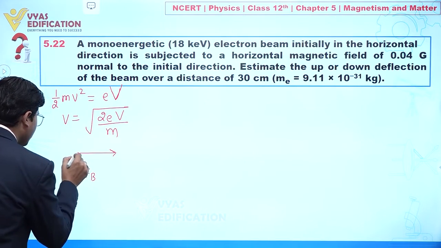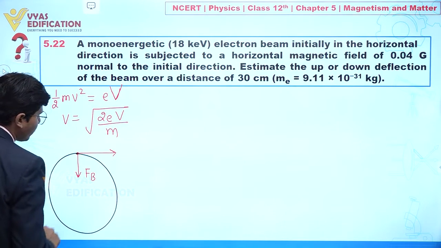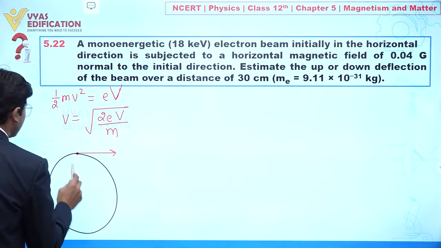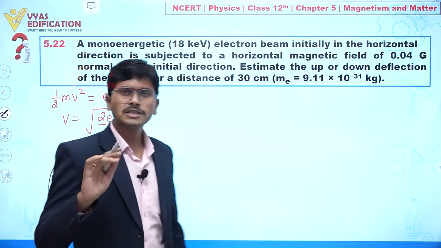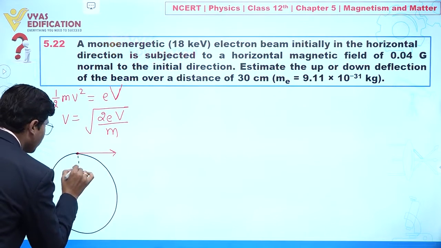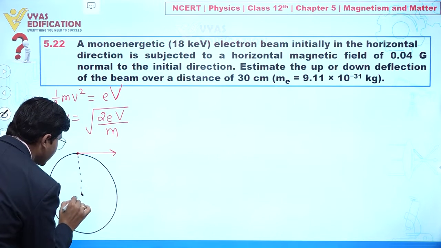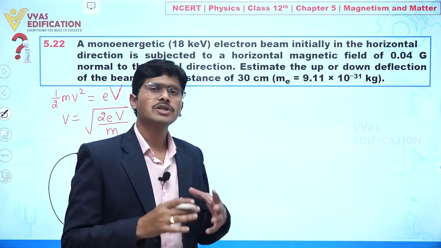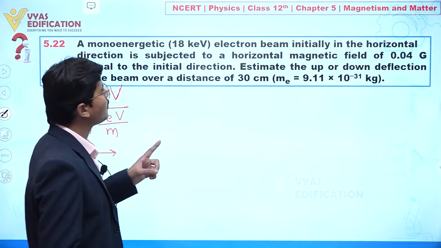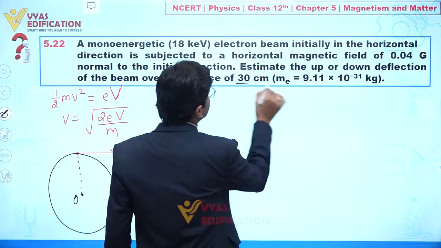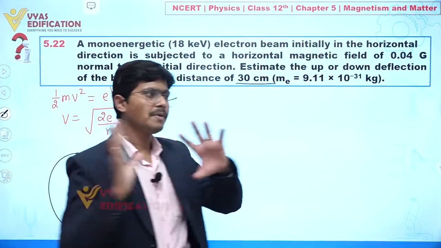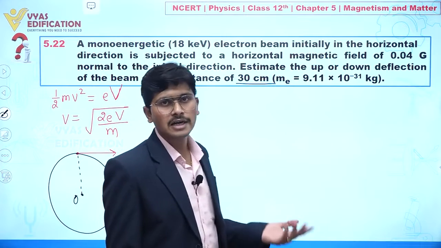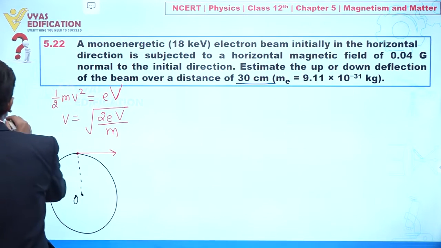Clear? This concept will definitely be clear to you. So let's suppose this electron is moving in this circular path, and I am taking this as the center. Now let us try to understand the question. The question says, estimate the up or down deflection of the beam over a distance of 30 centimeter. It means when this electron beam moves 30 centimeter in the horizontal direction, you have to find the total distance covered in the vertical direction. Clear? So it is a very simple question.